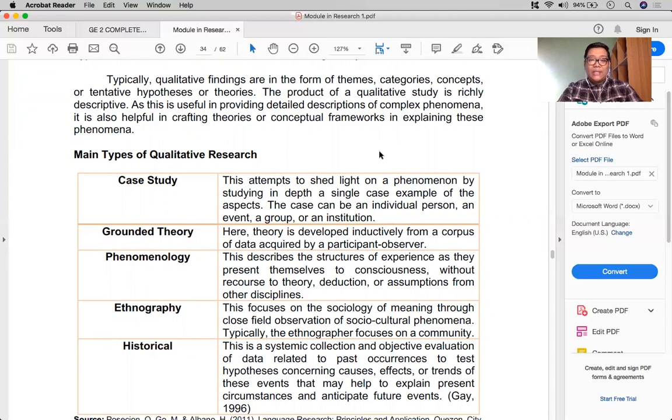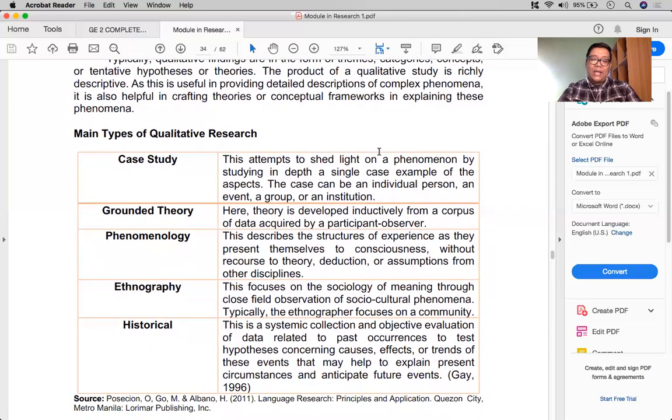Here, theory is developed inductively from a corpus of data acquired by a participant observer. So if you are interested in conducting grounded theory research, you have to be very interested as well in developing your own theory based on your readings and data gathering. So here, you either develop your own theory or challenge an existing theory and propose your modifications or alterations of the existing theory. So that is the purpose of a grounded theory.